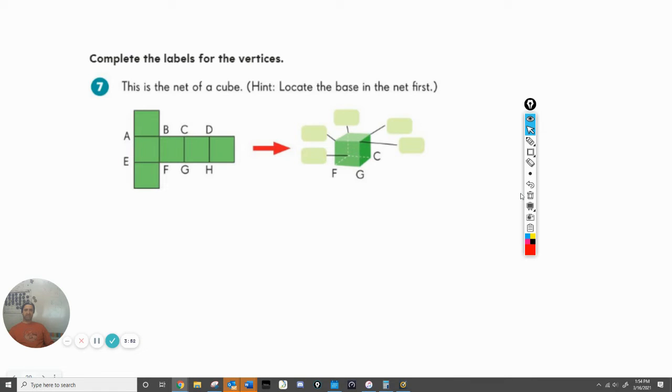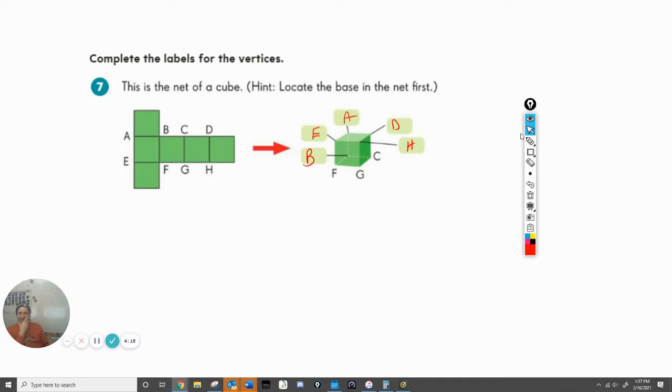Oh, this is kind of a sneaky little monkey here. It says this is the net of a cube, okay? And then each one of these vertices is named right here. Fill in the rest of these. Each one of these is a point. Fill in each one of these. I'm going to actually pause and try and figure this out myself. Go.